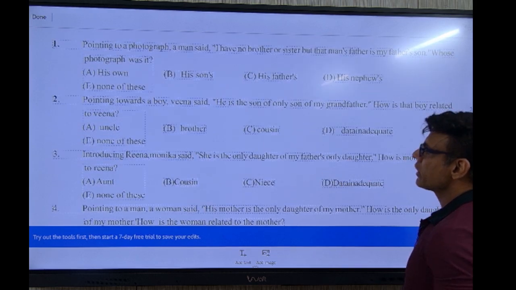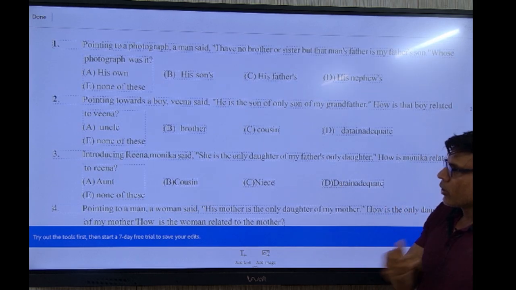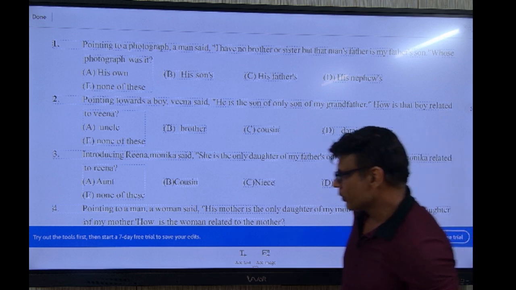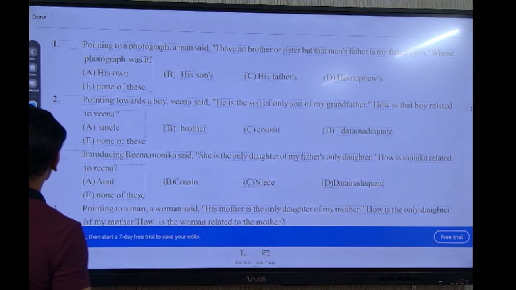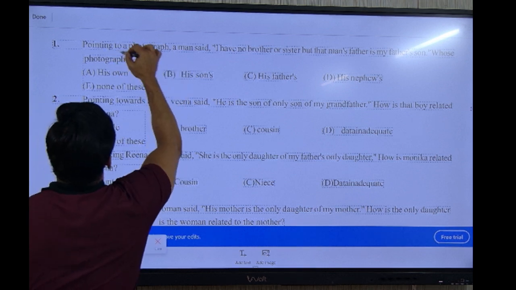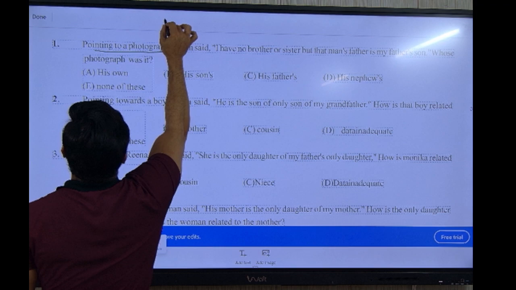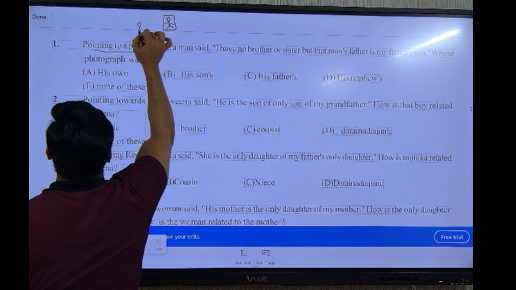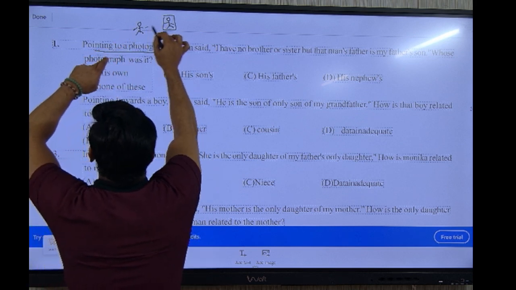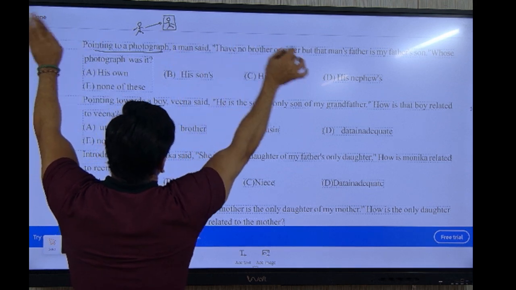Okay. Look at this question. In GSSC, GPSC, everywhere you will find these questions. What is given? Pointing to a photograph, a man said. Now, a man is pointing toward a photograph and making a statement. Make a diagram like this. So this is a photograph, and there is a man making this statement, pointing toward this photograph. Who is in the photograph, we don't know.